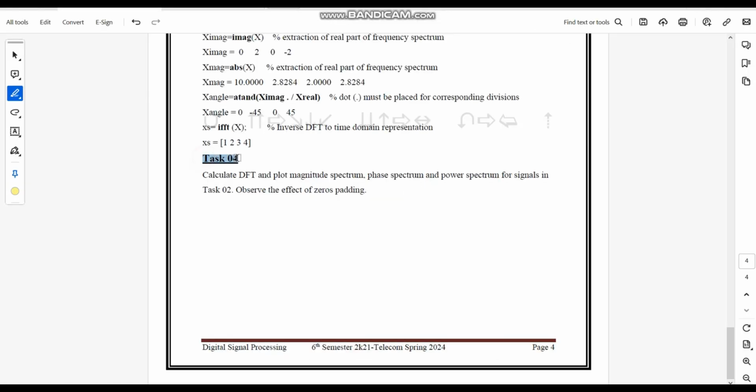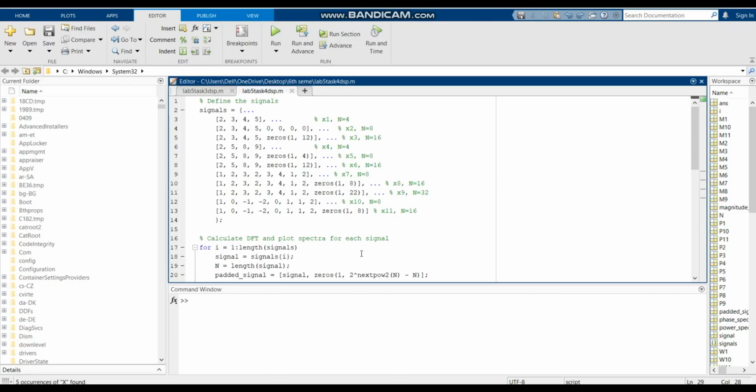The last task of this lab is to calculate DFT and plot magnitude spectrum, phase spectrum, and power spectrum for the signals in Task 2. Observe the effect of zero padding. So what is zero padding? It refers to the process of appending zeros to the end of a signal or data sequence to increase its length. This technique is commonly used in the context of discrete Fourier transform to enhance frequency resolution. When performing DFT, increasing the length of the input signal by adding zeros at the end effectively interpolates more frequency samples in the frequency domain. So let us see the code.